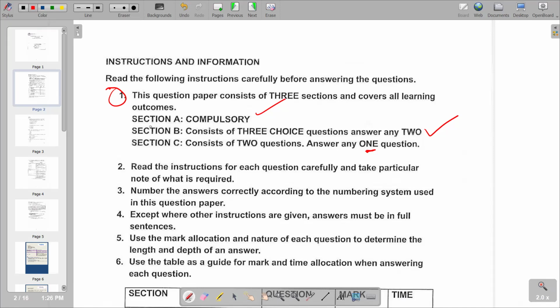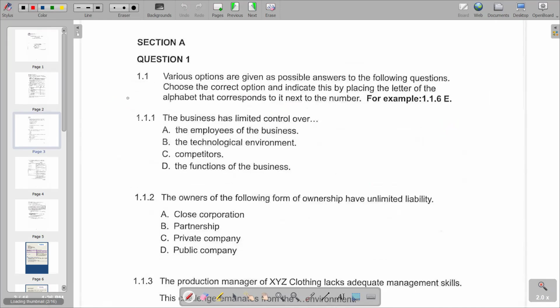for the March test. Another instruction that is important is instruction number 2, which means read the instructions for each question carefully and take particular note of what is required. Very important for you to interpret what is required in each and every question. So going to the first part of our question, which is going to be our question 1.